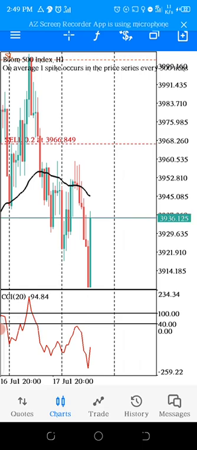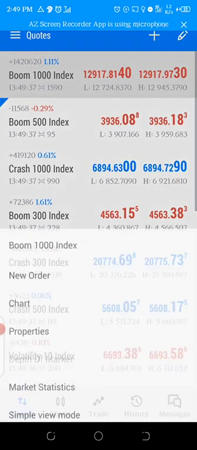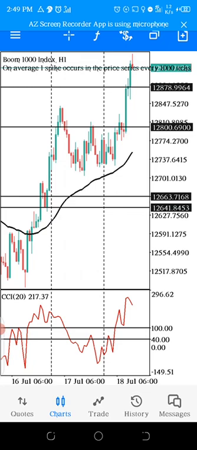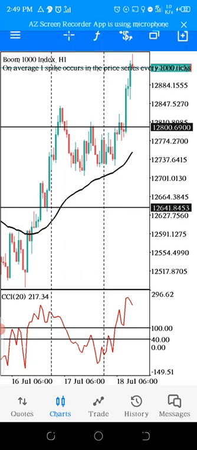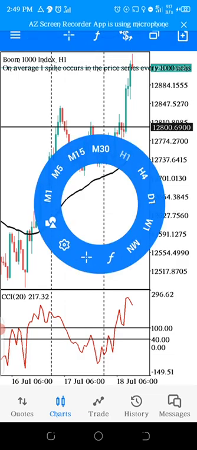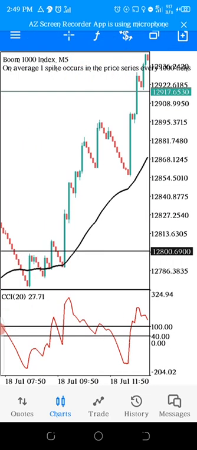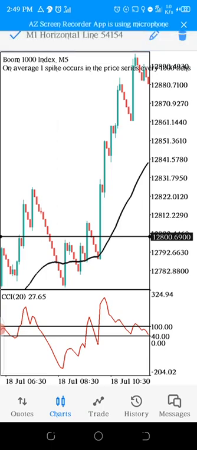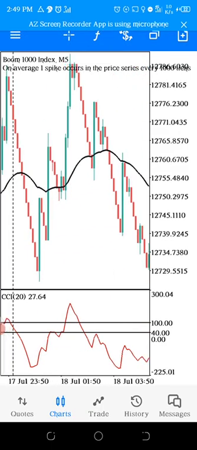So let's just get to using it, and I'll be explaining with the Boom 1000, which works best for the strategy, okay. And it is very simple, okay. So let me delete these things, and we are going to be using the 5 minutes. We are going to be using the 5 minute, all right. And it is a very simple strategy, so let me just run you through the strategy.